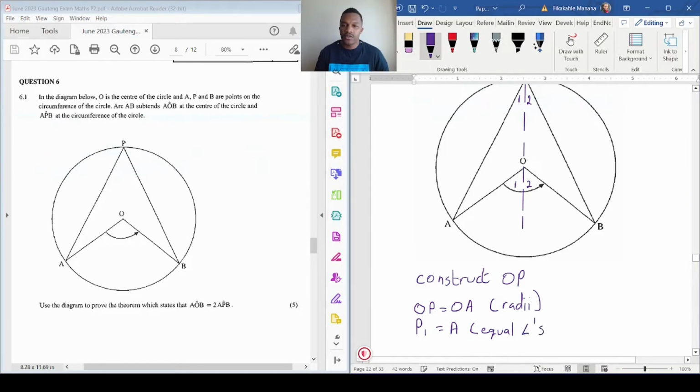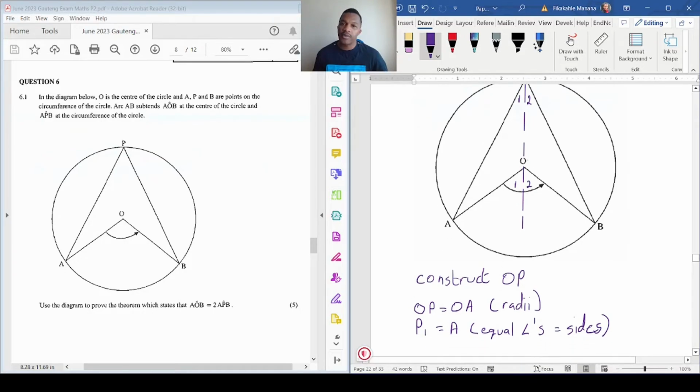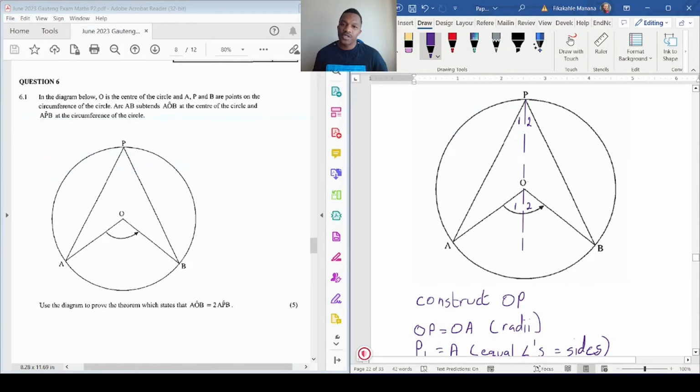Equal angles, equal sides. So that's how you write that reasoning there. It's acceptable. Now, since P1 is equal to A, that comes from these two sides being radii. Now, if we look at this triangle over here, AOP, we can see that O1 is an external angle. And how do we get an external angle? We add the internal opposite angles, which means A plus P1 is equal to O1.